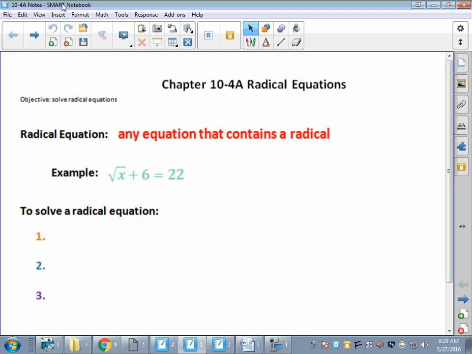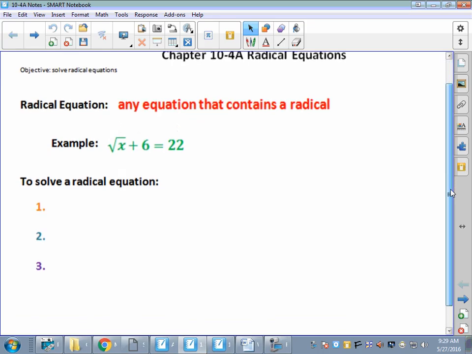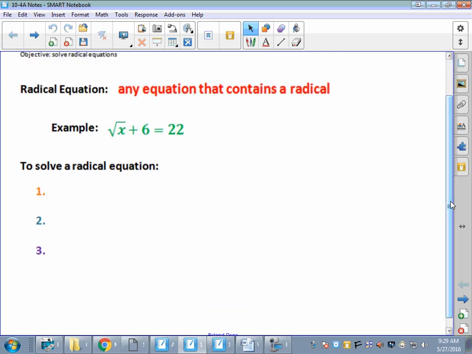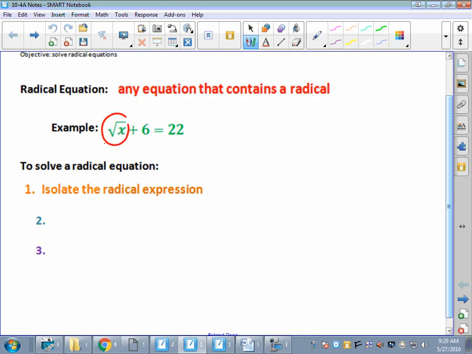An example is the square root of x plus 6 equals 22. That's a radical equation. It's got an equal sign, so it's an equation. It's got a radical or a square root. This is a pretty simple example of a radical equation, but it's still a radical equation. So the first thing you want to do is isolate the radical or the radical expression. In this example up here, the square root of x is the radical expression.